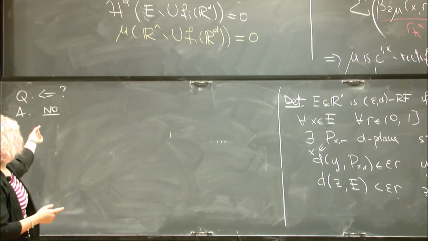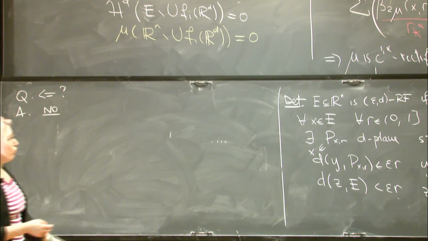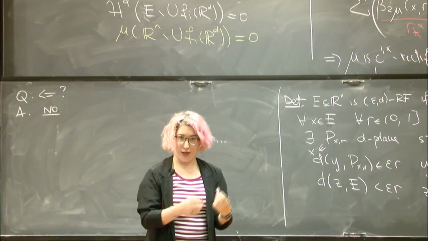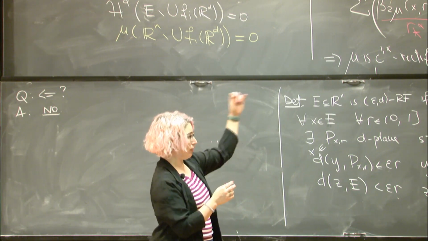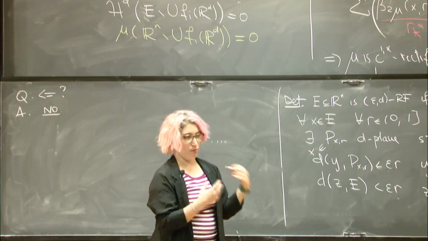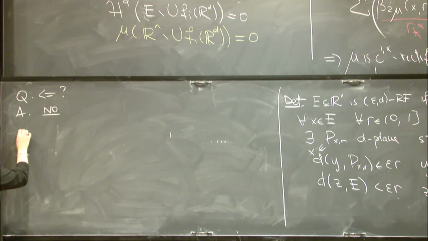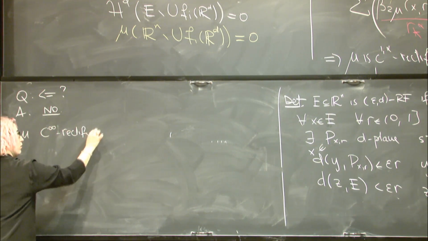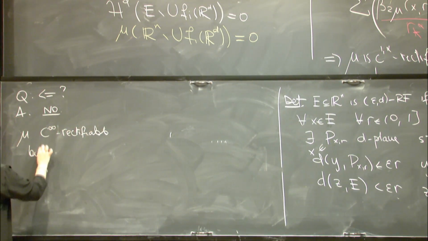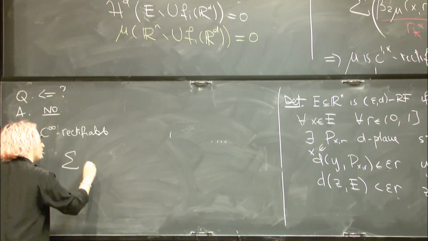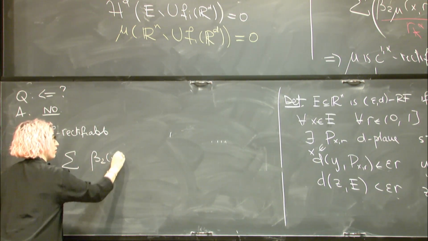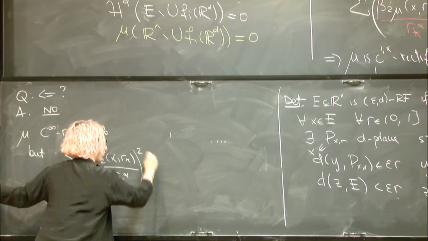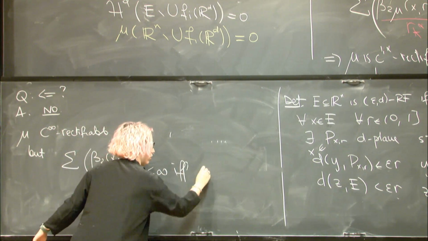So to find the counterexample, what do I need to do? I need to provide you a C1 alpha rectifiable measure for which the sum is not finite. But I'm going to do more. I'm just going to provide you a measure which is C infinity rectifiable, but such that this sum, beta 2 x r k to the alpha squared, is finite if and only if alpha is 0.